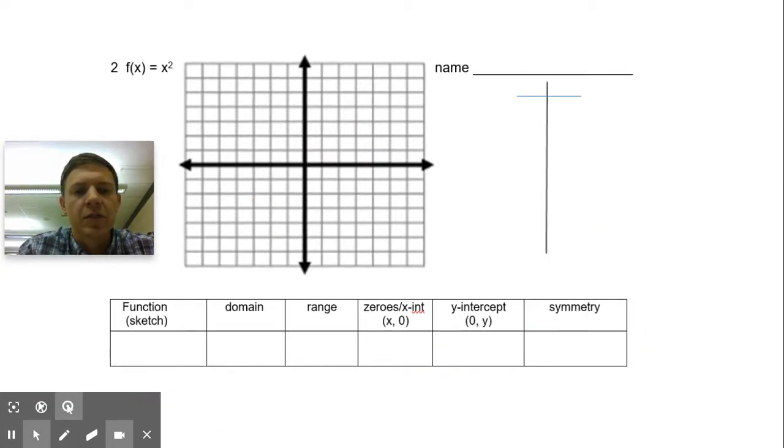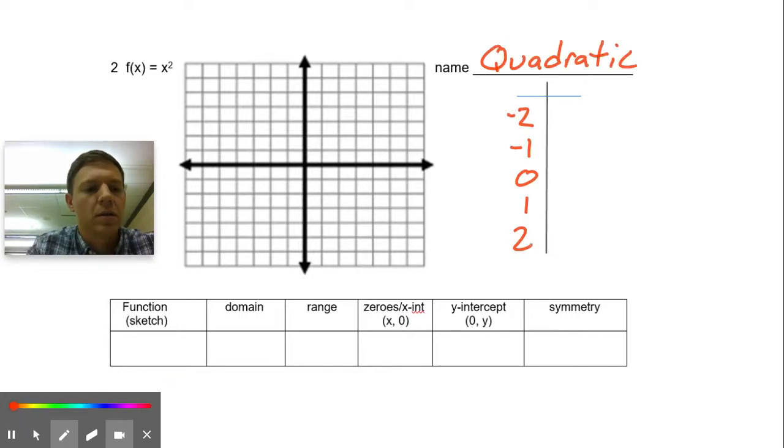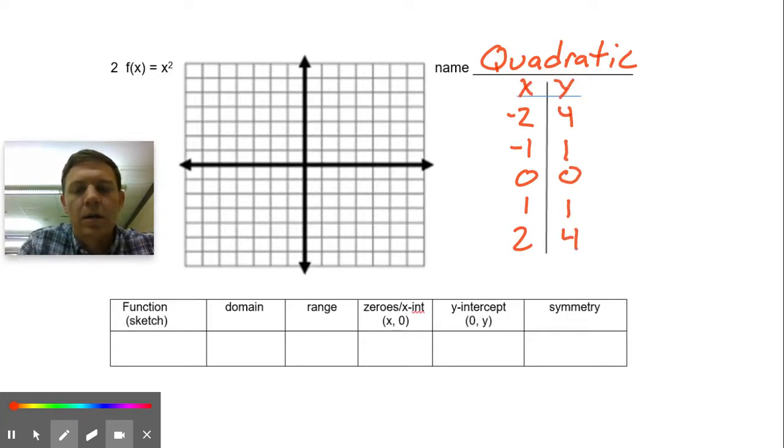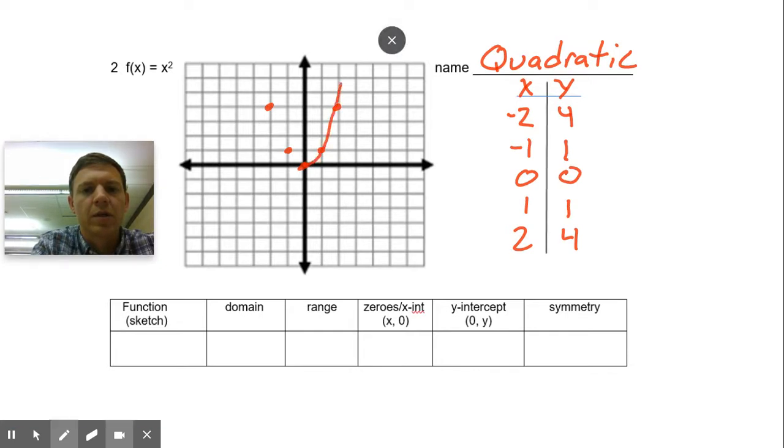Second function, quadratics. Then I'm going to go ahead and plug in those x's and get out the following y's. If I plug in -2, I get out +4. If I plug in -1 and square, I get out 1. Plug in 0 and square, I get 0, and so on. If I graph those, it looks like so. And of course, I can give those a shape, which you probably already know is a parabola.